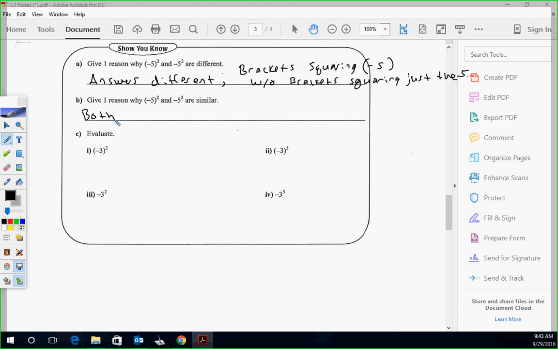So what's the base? So you guys both said something. Anybody? Cato, what's the base of these two? -5 with brackets, and then what's this one's base? 5 times 5. Yeah, just 5. So this one's base is -5. This one's base is just 5. Another difference. Cool. Both are being squared.